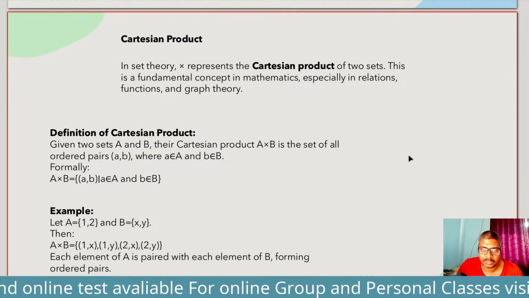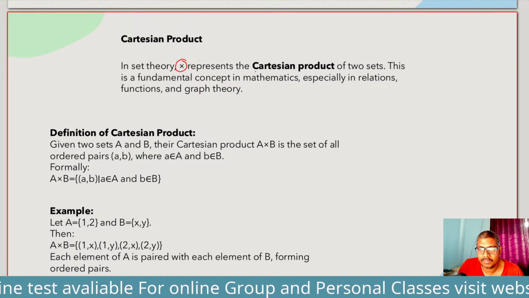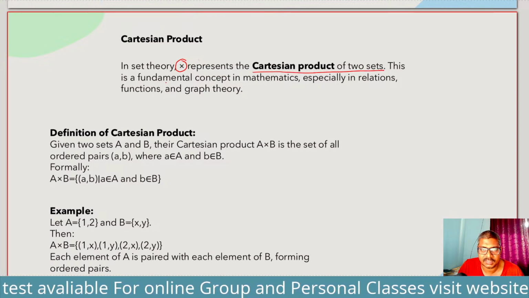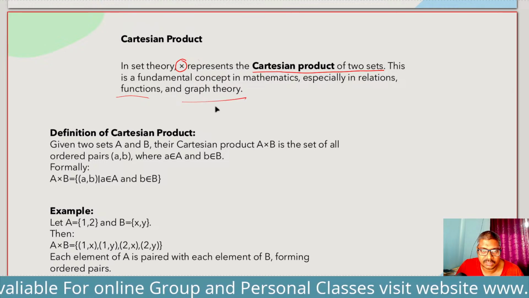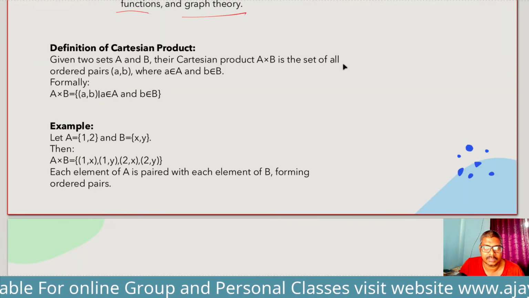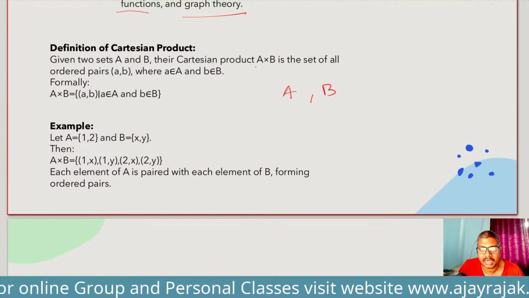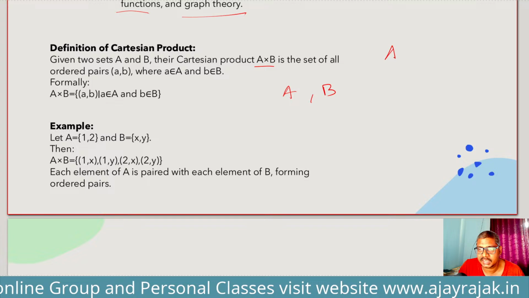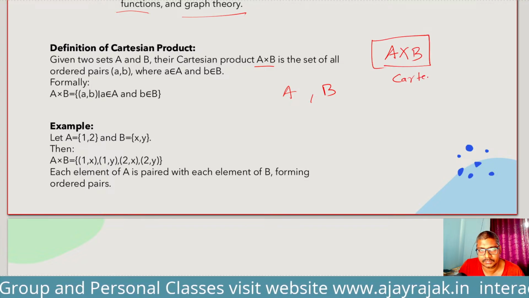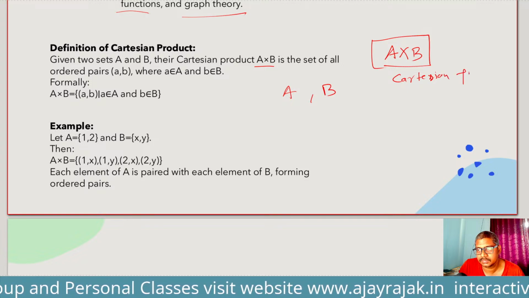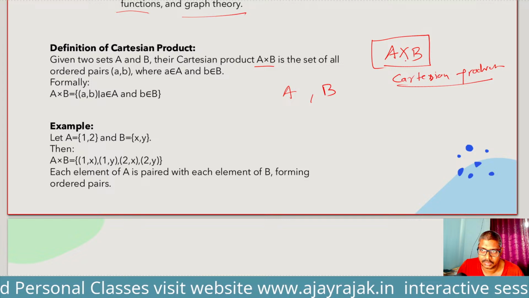Cartesian product. This is the symbol we are going to use for Cartesian products. How we do the Cartesian product of two sets, we will see here. It's a fundamental concept in relations, functions and graph theory. Definition of the Cartesian product: suppose we have a set A and a set B. Their Cartesian product is represented as A cross B.